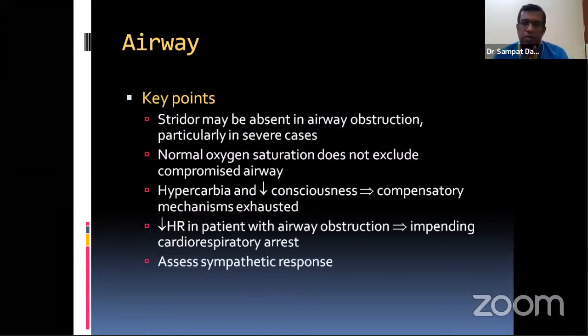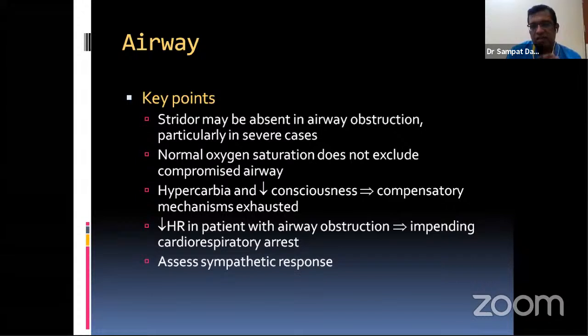Now, talking a bit about airway, that is, who are the patients who will land up in problem? Remember, stridor may be absent in airway obstruction, particularly if someone is having severe airway edema or someone is suffocating. Don't expect that once there is a stridor there will be a problem. No, because many a time even with severe obstruction, the stridor will go away. Normal oxygen saturation does not exclude compromised airway. Airway means the route with which you inhale, from the nose to pharynx to larynx to the trachea. So I'm talking about the airway.